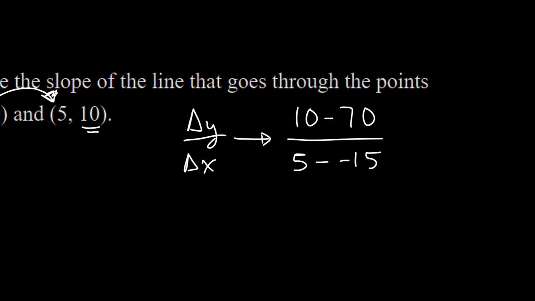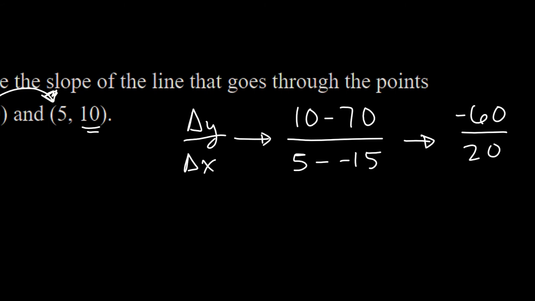So that changes things a bit, right? My numerator now is positive 10 minus 70, which is negative 60. And my denominator is 5 minus negative 15, which is positive 20.